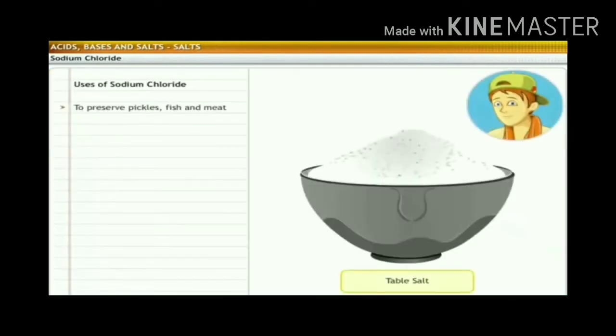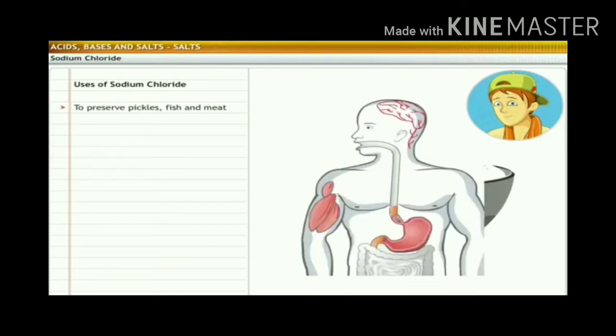Absolutely. Common salt is an important constituent of food and is referred to as table salt. Common salt enriches the flavor of food. It plays an important role in the functioning of our nervous system, the movement of muscles, and in the production of hydrochloric acid in our stomach.